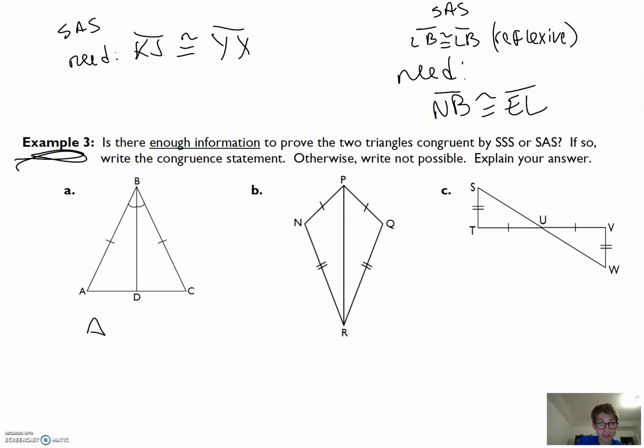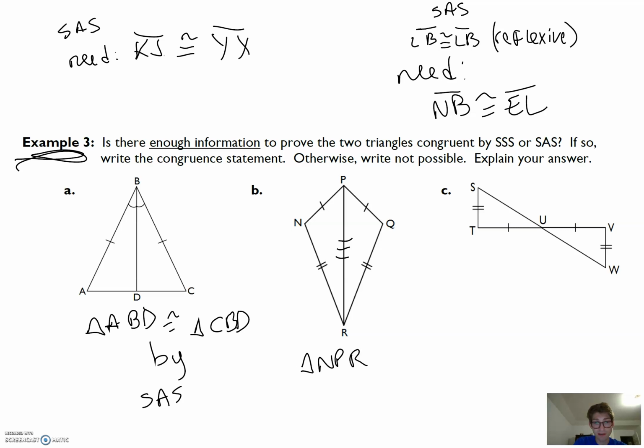Hopefully you wrote triangle ABD is congruent to triangle CBD by SAS. Over here, if you realize that they share the same side, we have triangle NPR is congruent to triangle QPR by side, side, side.